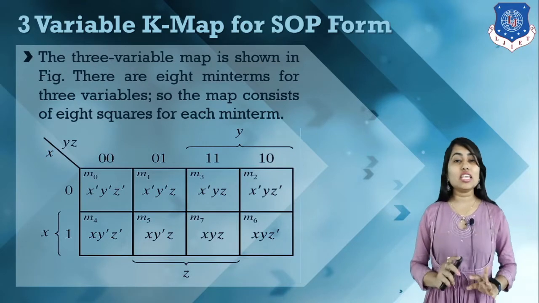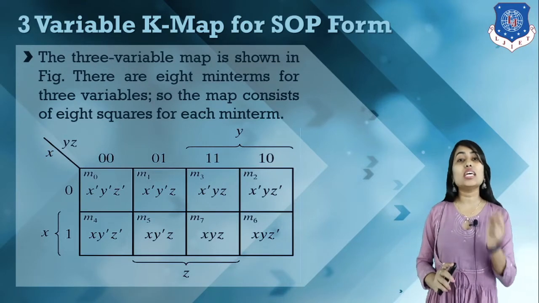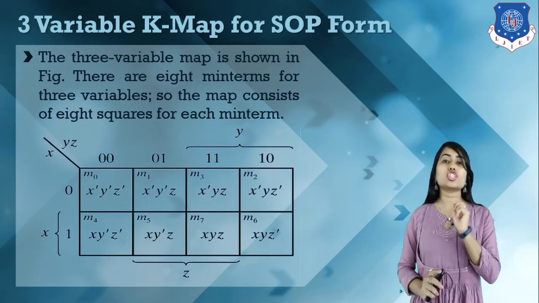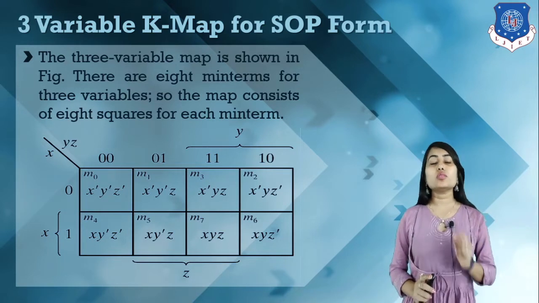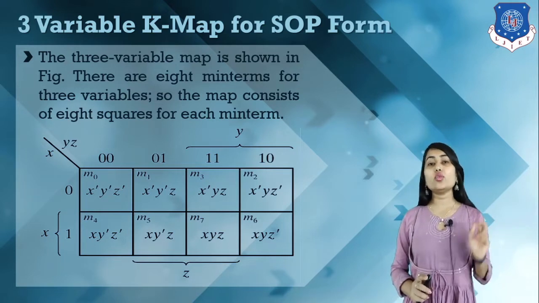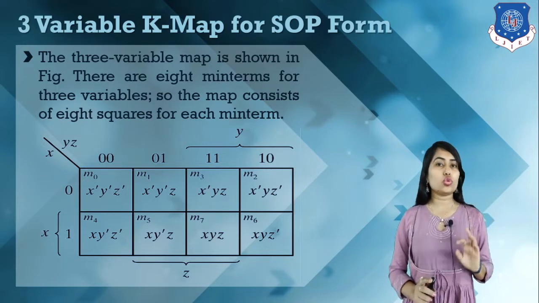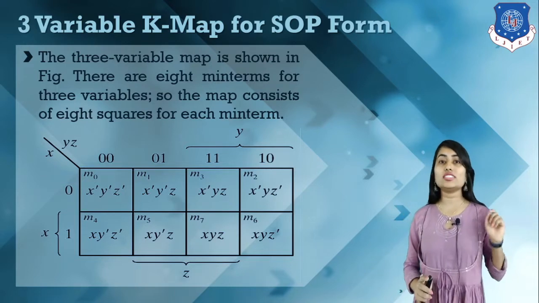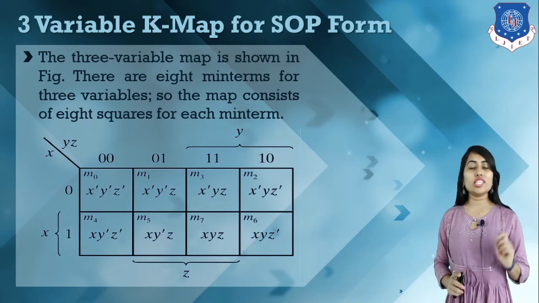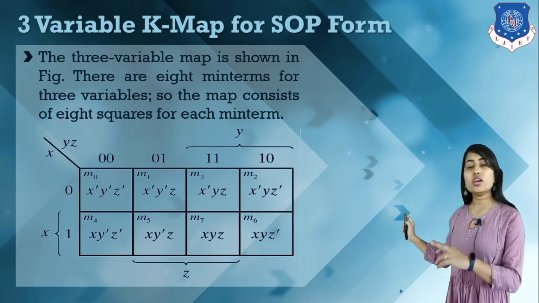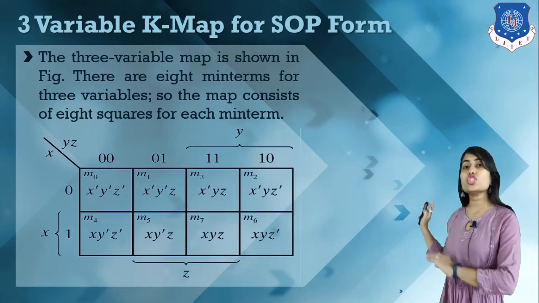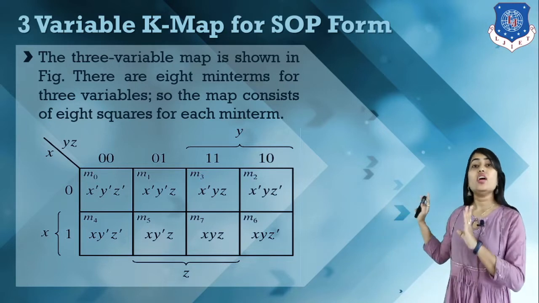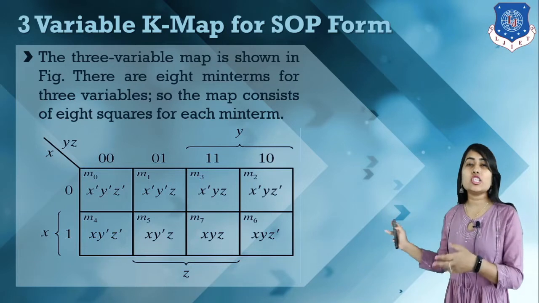In a 3 variable K-map we have a total of 8 possible combinations. For 3 input variables we have 8 possible combinations, so we have 8 minterms. So how can we make a K-map for these 8 input conditions with 8 squares? For these 3 input conditions we have a total of 8 squares. Now the 8 squares are basically drawn like this.